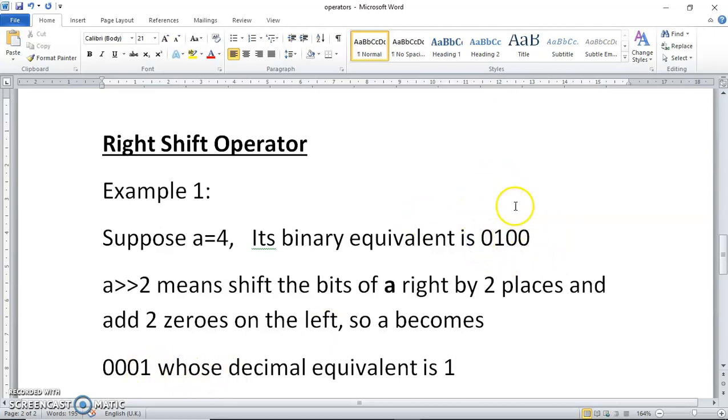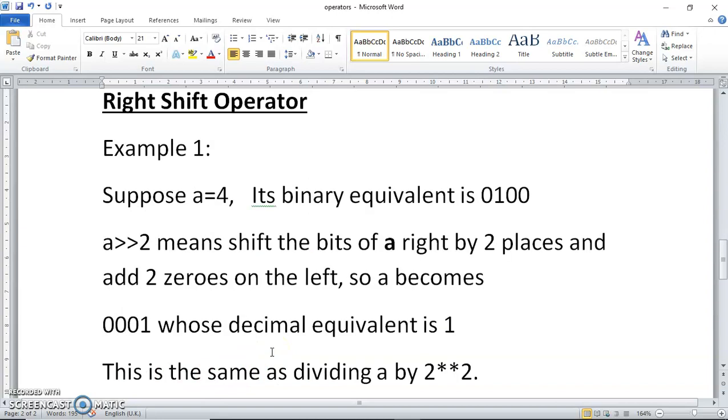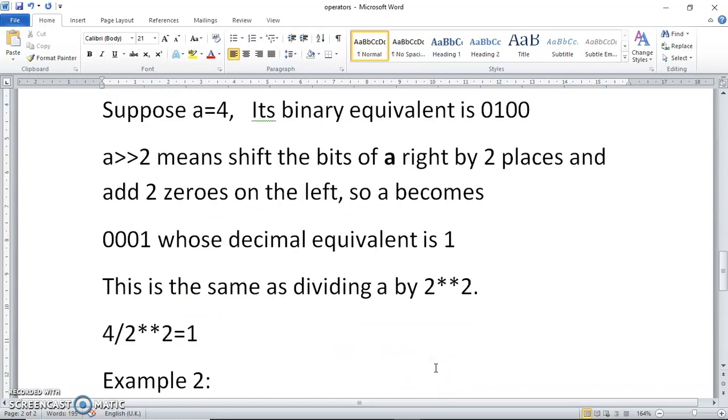Okay, when I'm right shifting it, it goes 2 bits towards the right, so these two zeros go and two zeros are added on the left, so it becomes 0001, so that is 1, and it is the same as dividing a by 2 raised to power 2. So a is 4, so when you divide it by 2 raised to power 2, that is 4, the answer is 1.